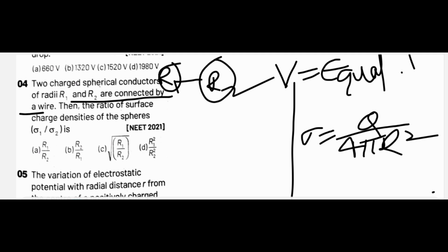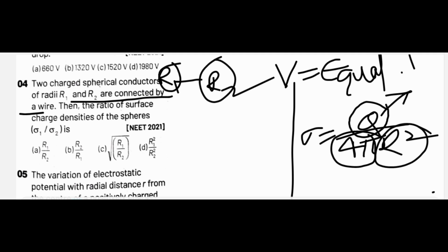They are asking about the ratio. Here 4 pi is a constant, and they are not giving any charge. They have given the radii r1 and r2. Check the options: they are not given in terms of any charge, they are given in terms of r square. So this charge we have to substitute with the radius value.